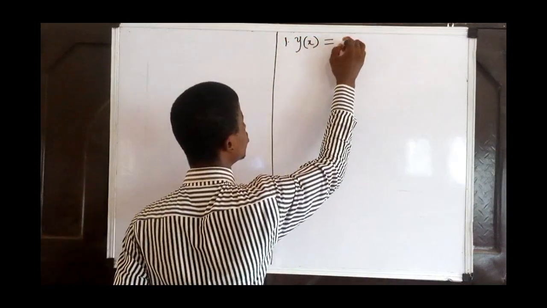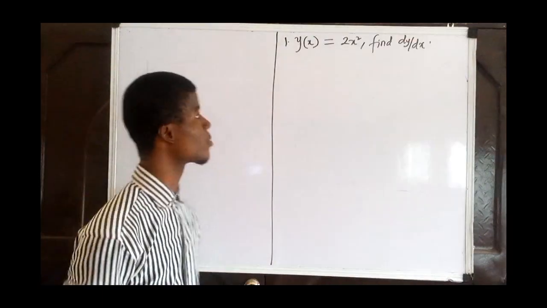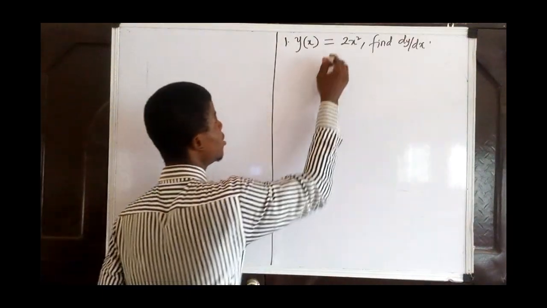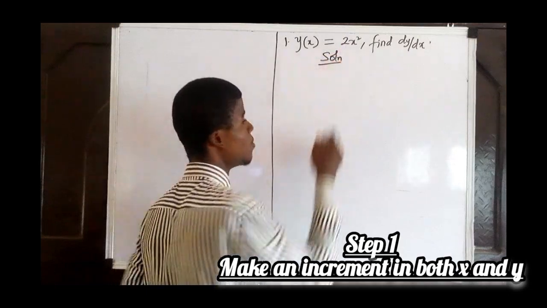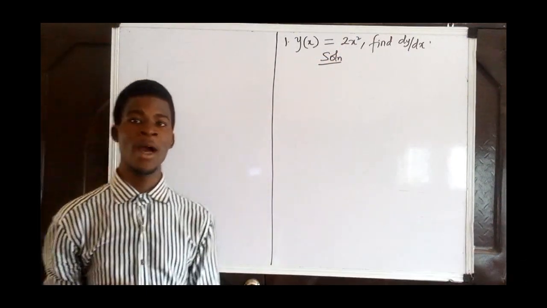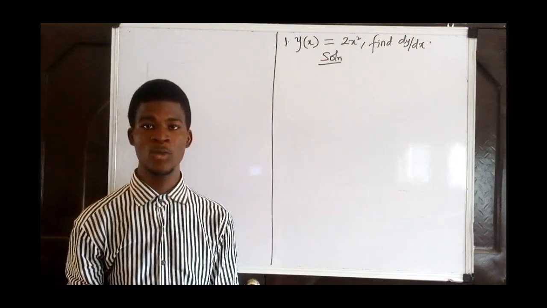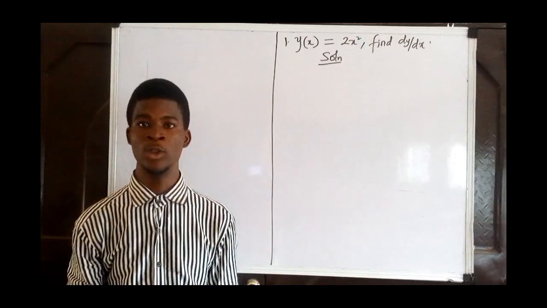If I'm asked to find the derivative of a function y, a function of x, that is equal to 2x squared, I'm asked to find dy/dx. So the first thing I'm going to do here is to make an increment in both x and y. That is, I'll add small changes to x and to y.